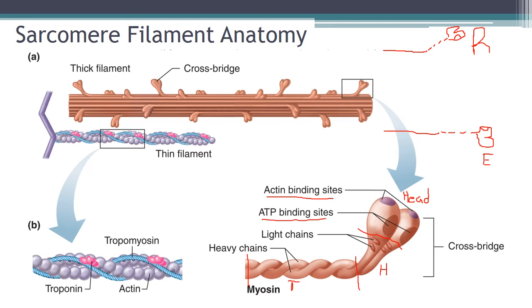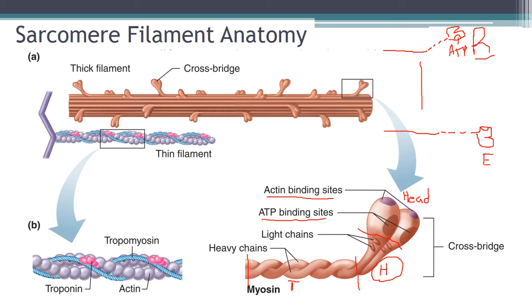Now, like I said, the position of this dashed region, which is our myosin hinge here, depends on what's bound to the ATP binding site. If the ATP binding site here is empty, or if it's bound to ATP, the myosin head or myosin hinge is going to be in the relaxed, low energy position.